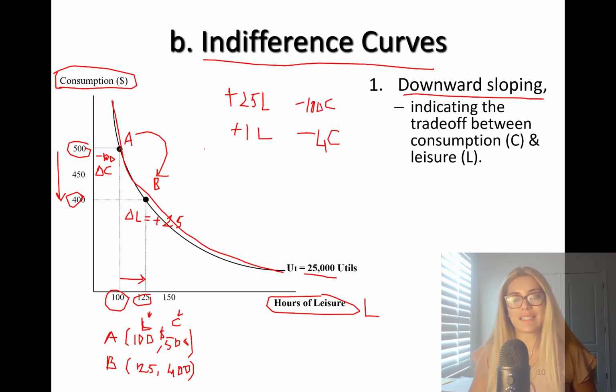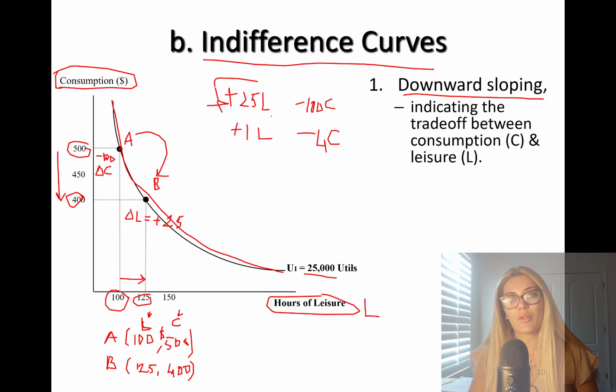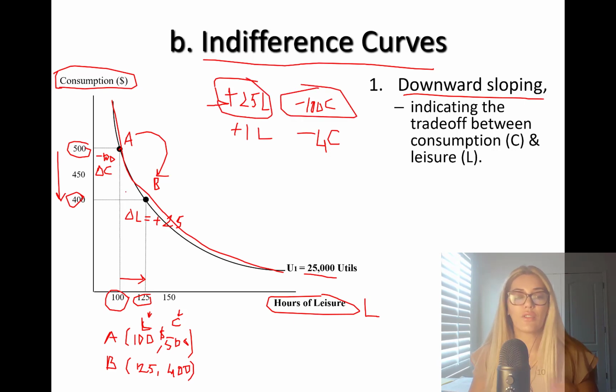Okay, so that's what it means, right? 100 units of consumption given up to get 25 hours of leisure. So it indicates a trade-off. Where's the trade-off? To get more leisure, you need to give up consumption, or vice versa. If you want more consumption, then you need to give up leisure.